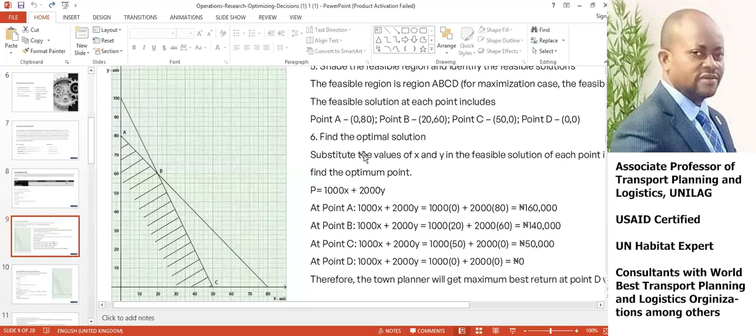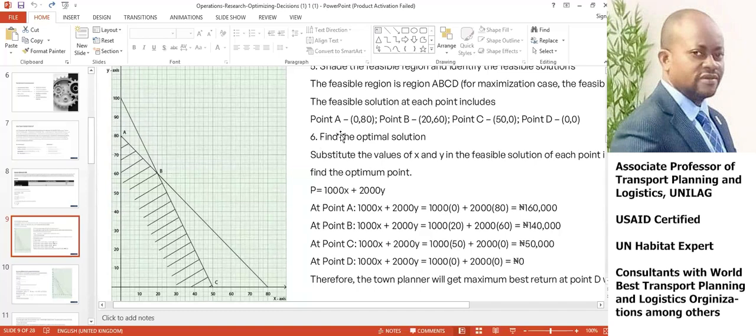So we just want to find the optimal solution now. So what do we need to do? We write the formulation out where we maximize at the beginning. P stands for profit, maximization: 1000x plus 2000y. So at point A, what you need to do is to bring these figures and put them inside. This is our x, this is our y.